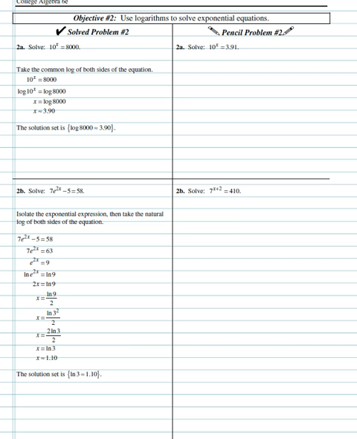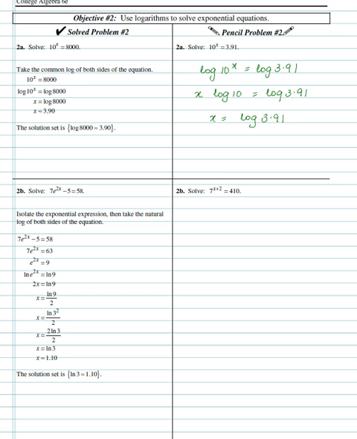Solve 10 power x is equal to 3.91. Taking common log on both sides, I'm going to take log of 10 power x is equal to log of 3.91. So x is a power, comes right up in the front. x log 10 is equal to log 3.91. So x is equal to simply log of 3.91.